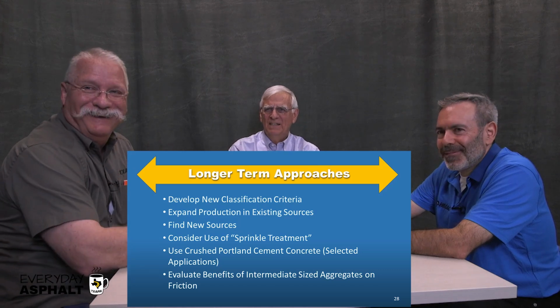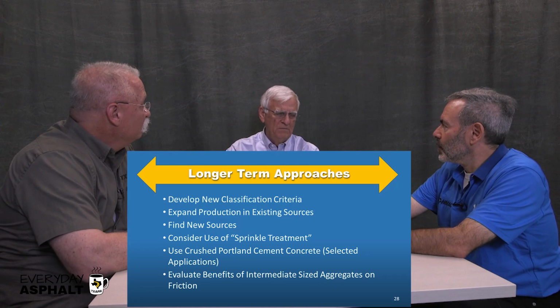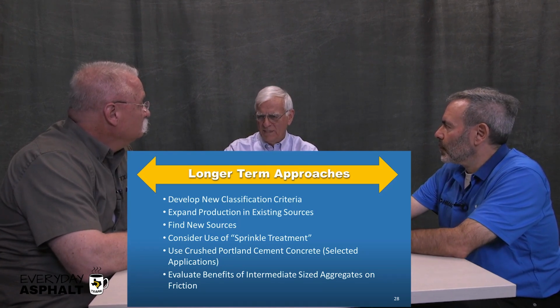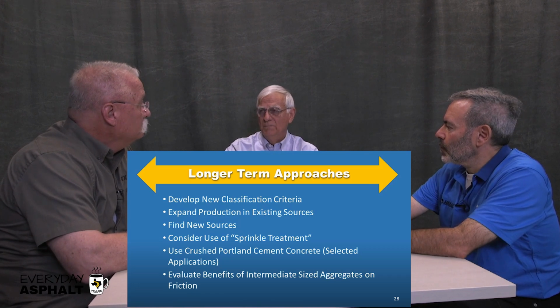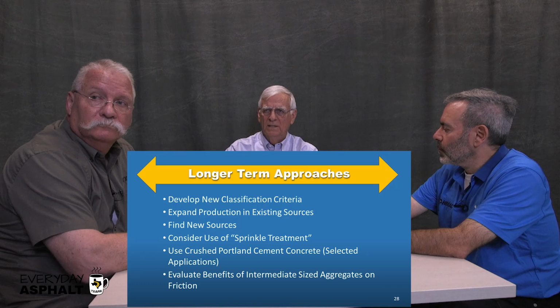There's some other things that have been used. The state of Virginia has had a friction problem for years. They've developed a technique where they lay hot mix and they sprinkle a high friction aggregate chip on top of it and roll it in, and that's provided pretty good friction for them. So there's a few things like that that we could take a look at.